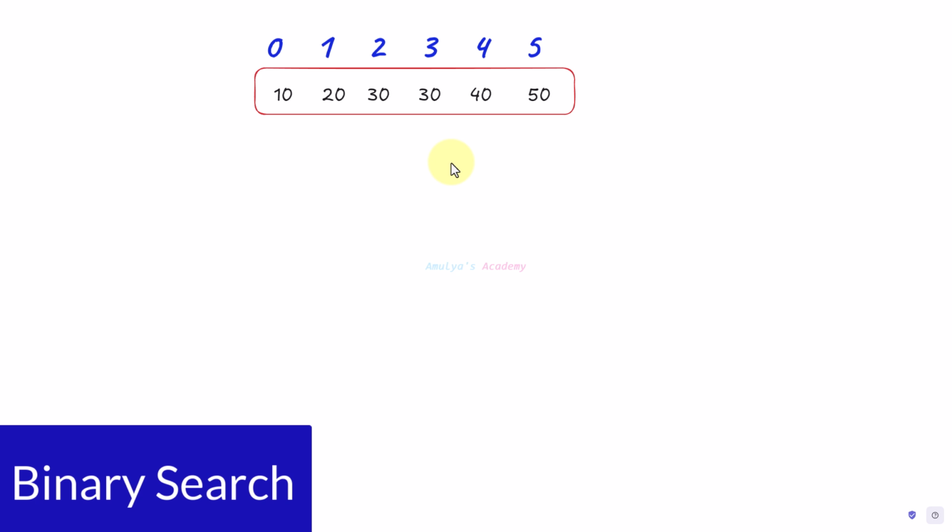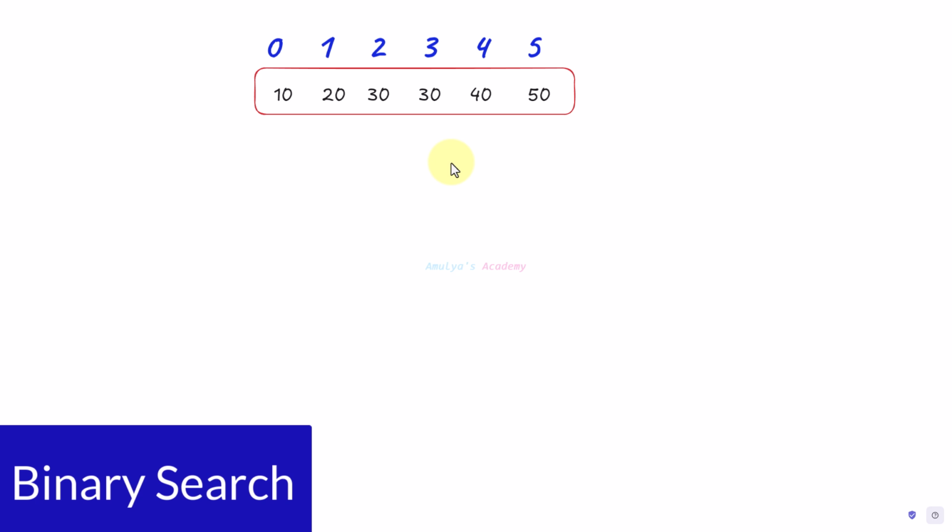But here we can't use normal binary search algorithm because in normal binary search, as soon as we find the target, we'll return the index, right? But here the element may appear multiple times because duplicate elements are allowed here. And we want to find the first position. So we need to modify binary search algorithm.